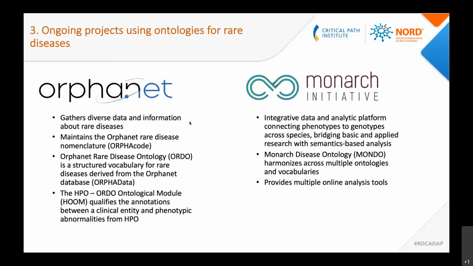The Monarch Initiative is based in the US, though it's also an international effort, and it integrates data. It's an integrative data and analytical platform that connects phenotypes to genotypes across species, bridging basic and applied research with semantic-based analyses. So similar to that picture that I showed you of the diverse eye phenotypes across organisms, the Monarch Initiative and the Mondo ontology that's part of it harmonizes data from many different organisms to human data and makes it possible to link genetic data that's associated with model species to human disease data. They also provide multiple online analysis tools.